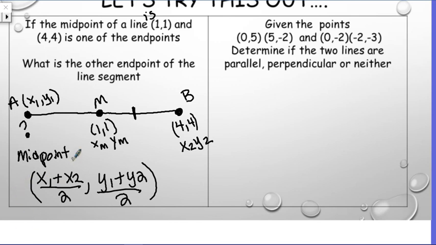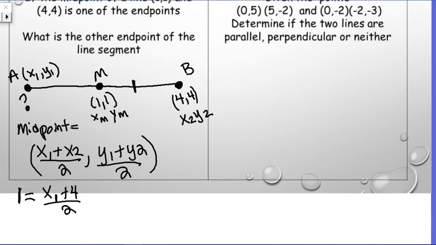So I already know what my midpoint is. To get my x portion, I'm going to take the x coordinate of my midpoint. So I'm going to say 1 equals, my midpoint is 1, and my x1 I don't know, so I'm just going to write it as x1, plus my x2, which is 4, over 2. So that's one equation that I'm doing to get the x value.